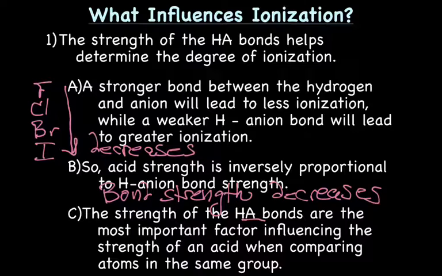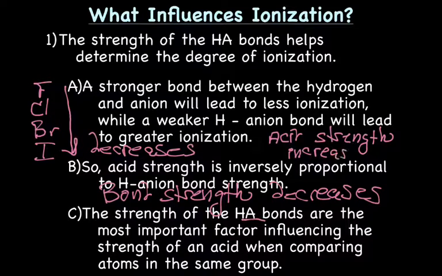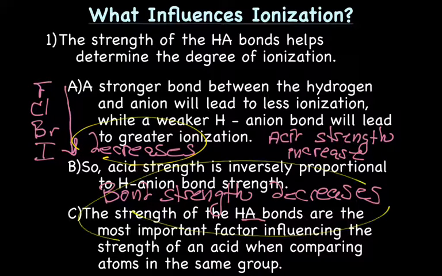Going down a group, the acid strength will increase. Okay, so again, as you're going down a group, electronegativity decreases, which means the bond strength decreases, leading to an increased acid strength. So again, acid strength is inversely proportional to bond strength.